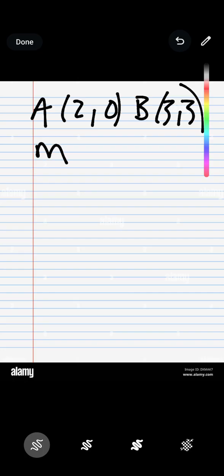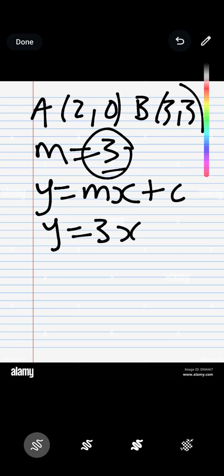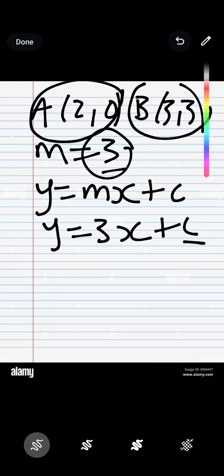Okay, so our M was 3, right? So my formula is simple. It's like the equation of a straight line, y = mx + c. Where there's M, you put your 3, times X, plus C. To find the C, you pick any of the coordinates. You can pick this or this, whichever you like.